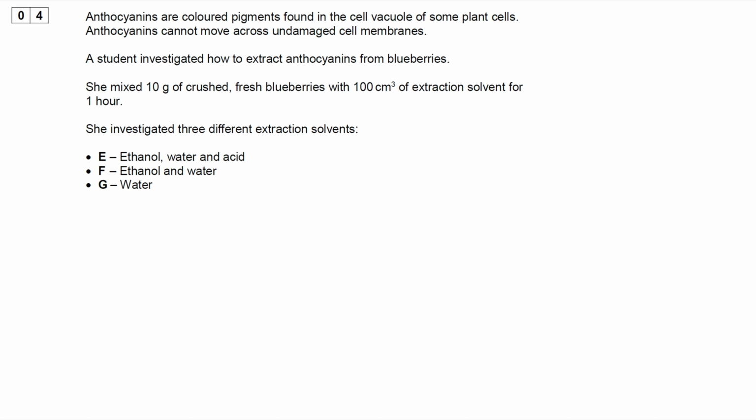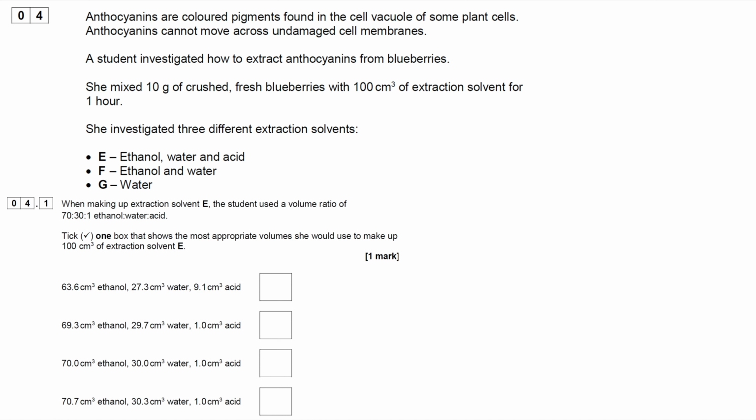A student investigated how to extract anthocyanins from blueberries. She mixes 10 grams of crushed blueberries with 100 cubic centimeters of extraction solvent for 1 hour. She investigated 3 different extraction solvents: E, which included ethanol, water and acid; F, which included ethanol and water only; and G was only water.